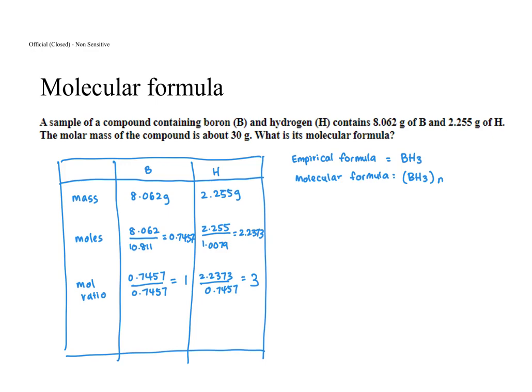Let's use the molar mass of BH3 and the molar mass of the compound, which is 30 grams, to find out what n is. The molar mass of BH3 would be the atomic mass of B plus 3 times the atomic mass of hydrogen. This number times n would be equal to 30. So let's do the calculations.